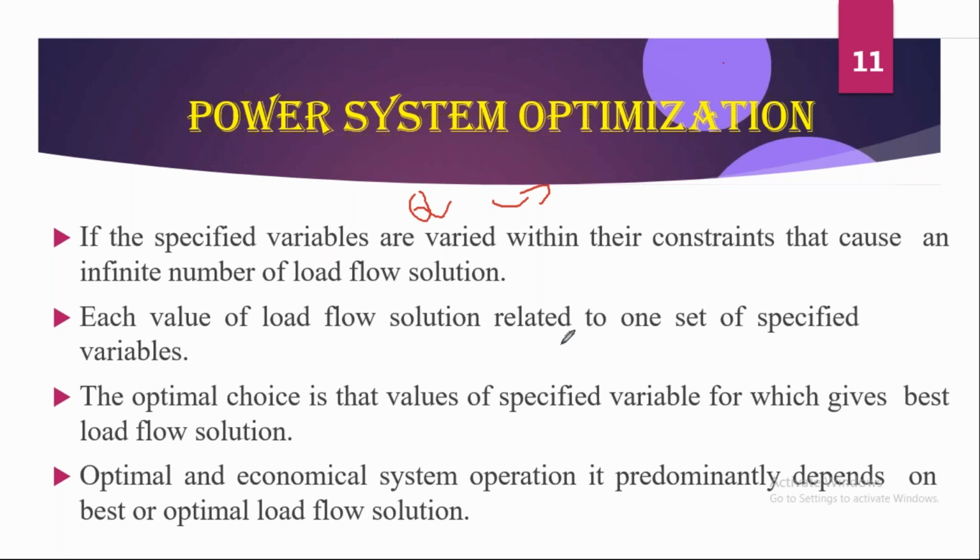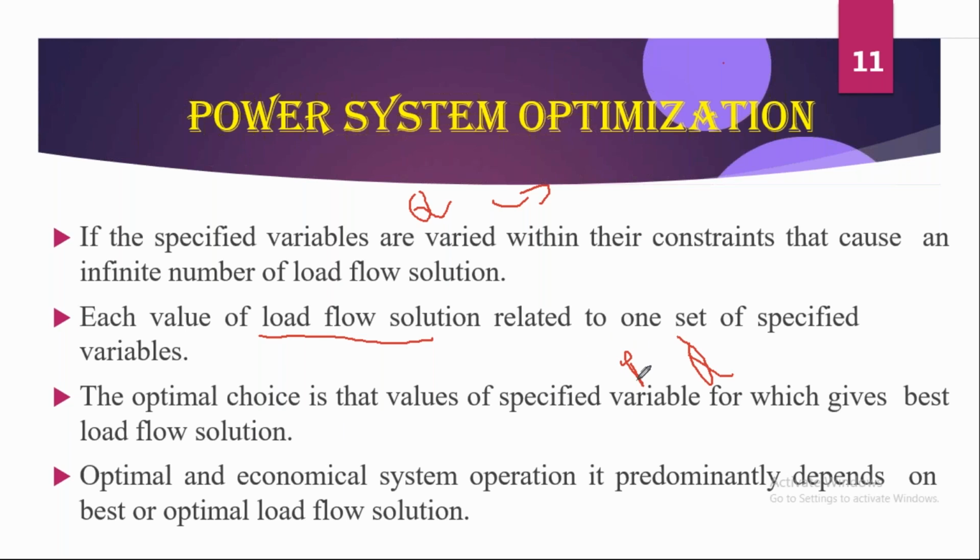And each value of the load flow solution is related to one set of specified variables. So by using these four parameters, we have to mark a load flow solution, and this equation will give the specified values of real power and reactive power. Based on this power equation, we can determine the requirement from the load, and the optimal choice is the values of specified variables which give the best load flow solution.